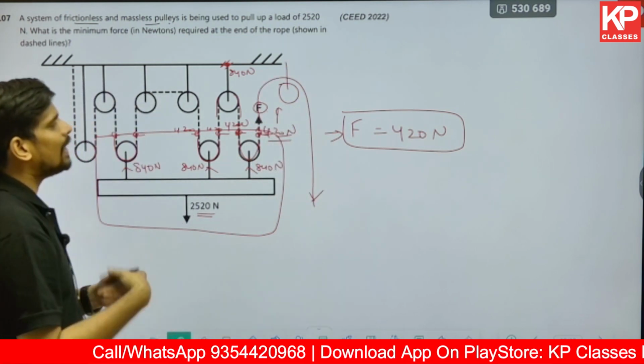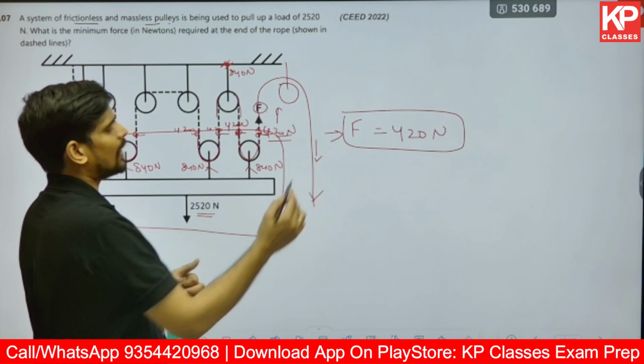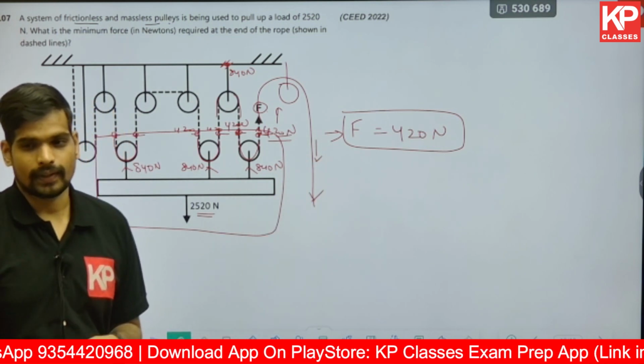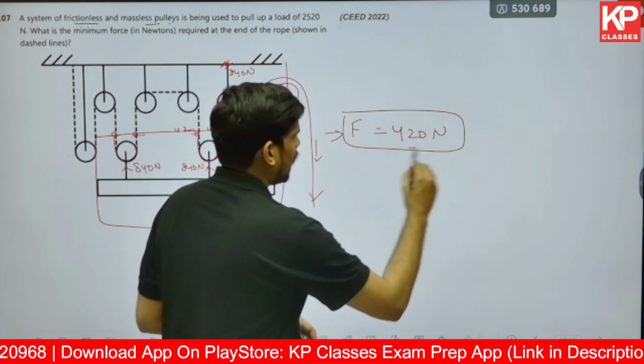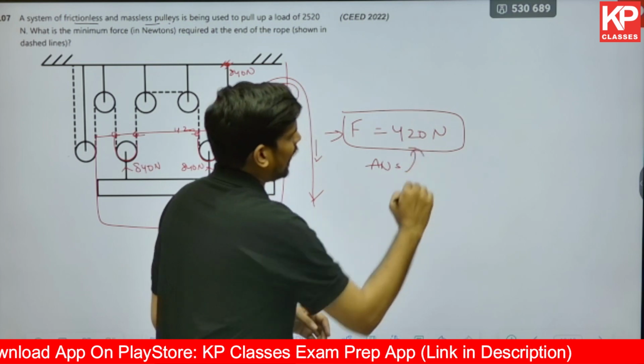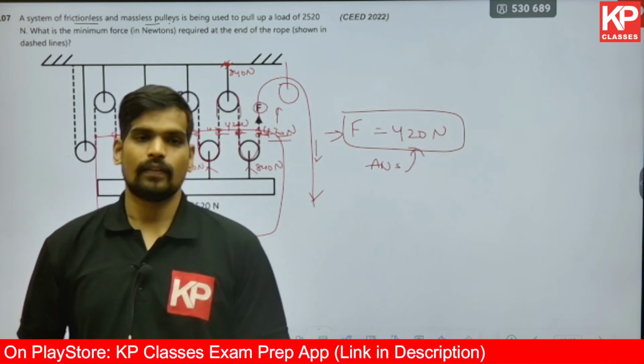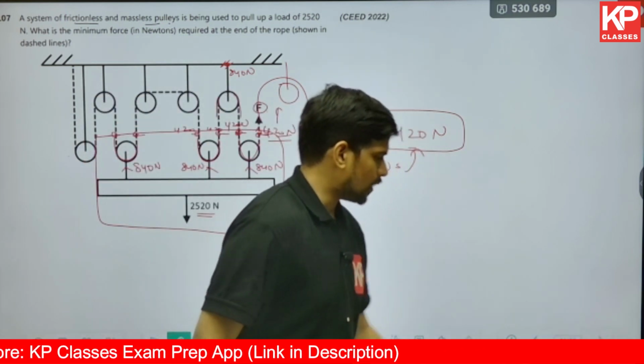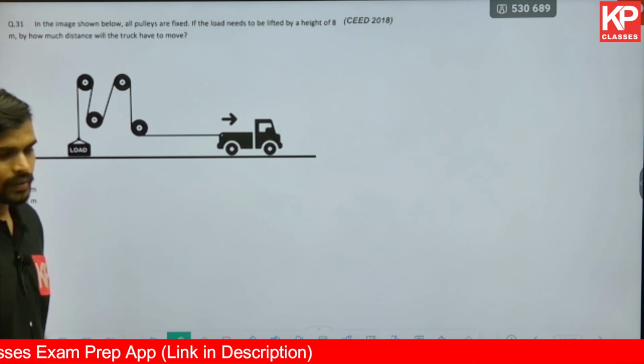Now that will not add any mechanical advantage, but it will change the direction of the force applied at this point, right? However, the answer for this question, it is a numerical answer type question. The answer is 420 without any decimals as such. The next question, let us look into the next one.